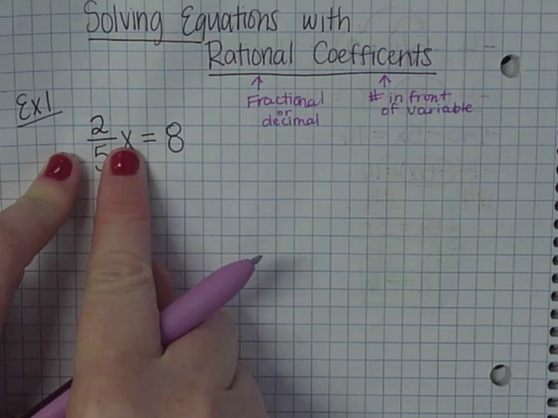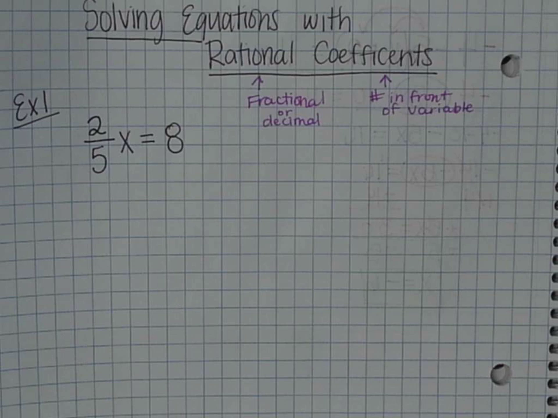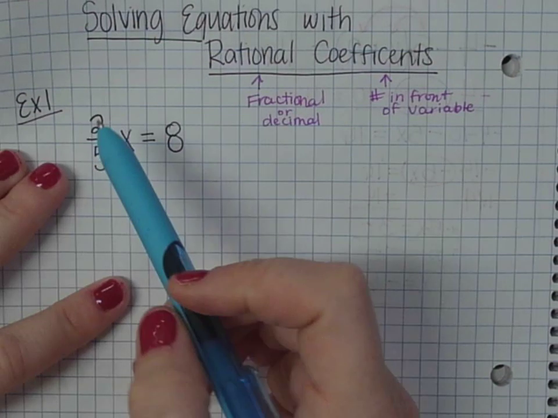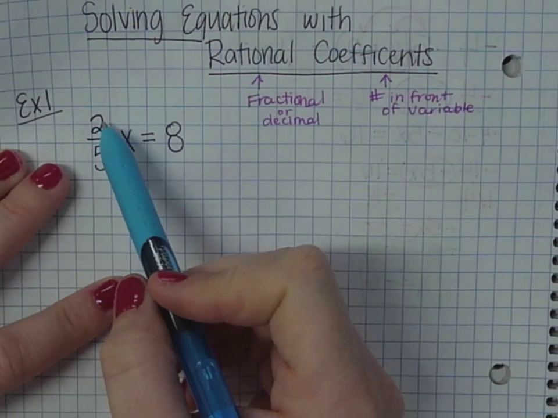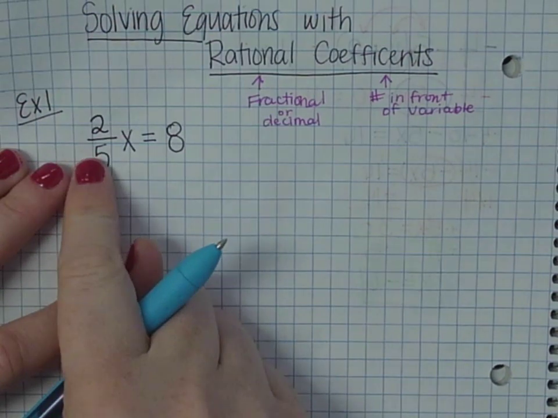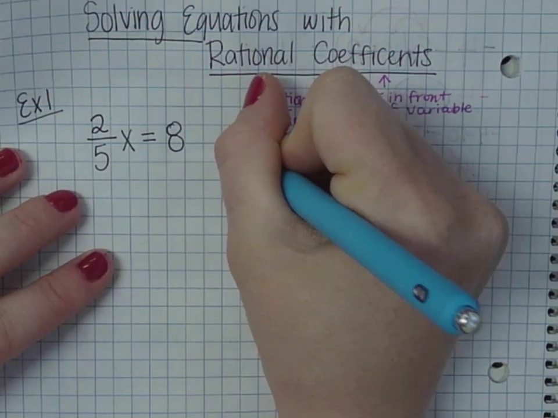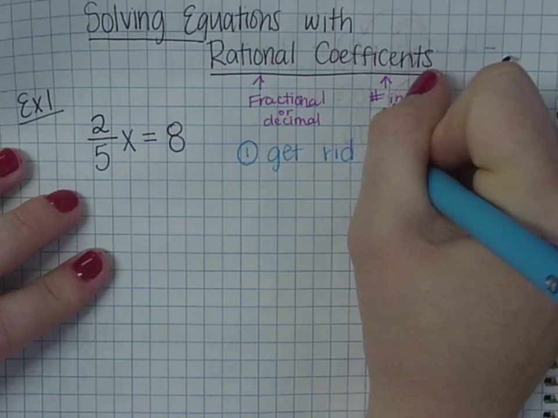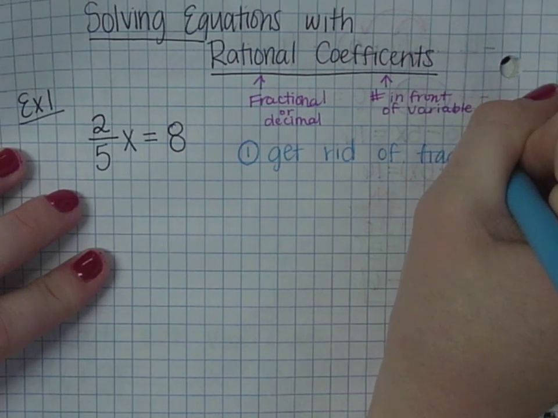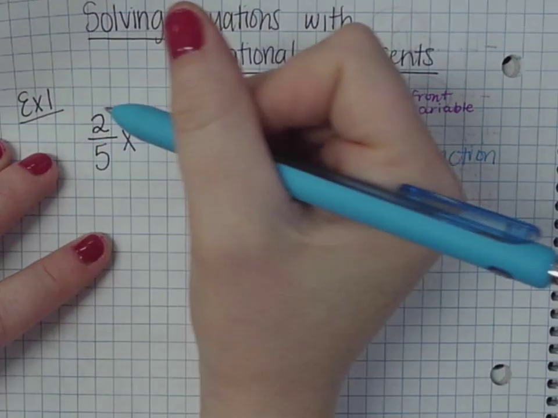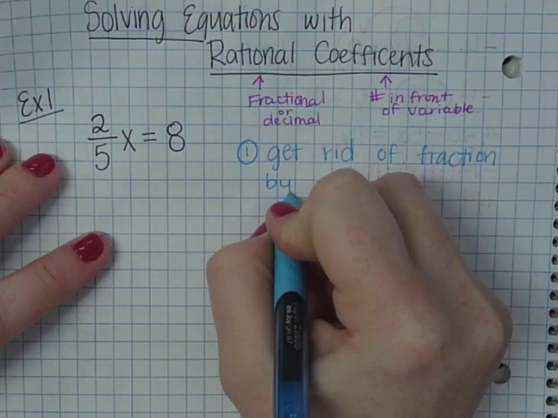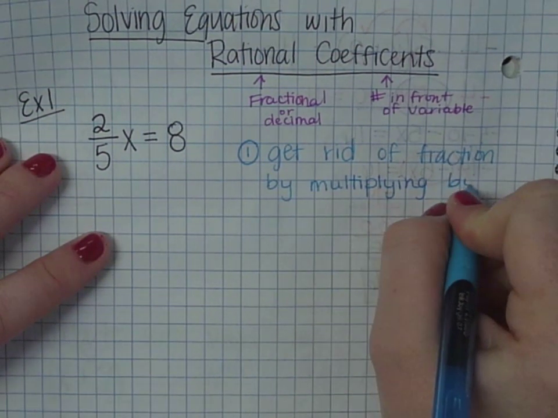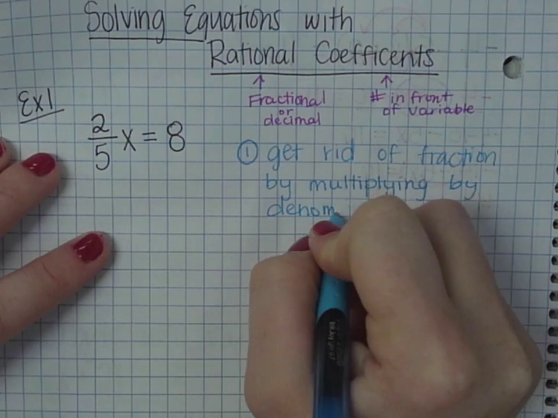So notice it's 2/5 x equals 8. The first thing that you're going to do on these, we know that it's 2/5 x. So if I want to get rid of the fraction, and that's what you're going to try to do in the first step, is get rid of the fraction. Sorry, that's kind of hard to see. And you're going to do this by multiplying by the denominator.